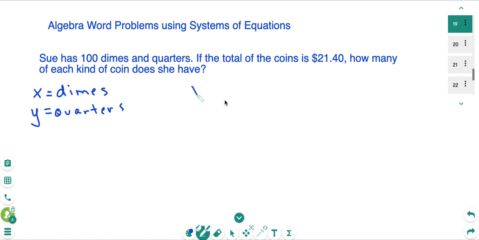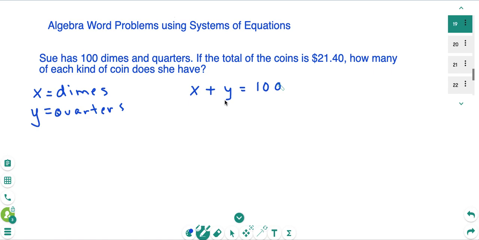We're told that she has 100 dimes and quarters. So if I take x, the number of dimes, plus y, the number of quarters that she has, and combine them together, it's going to be 100 coins. If the total of the coins is 2140, how many of each coin does she have?